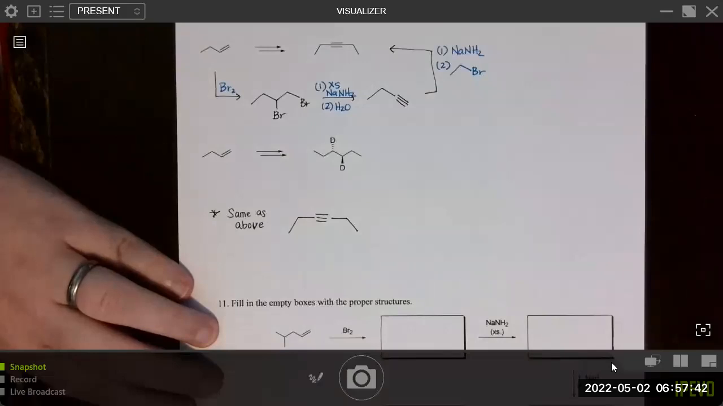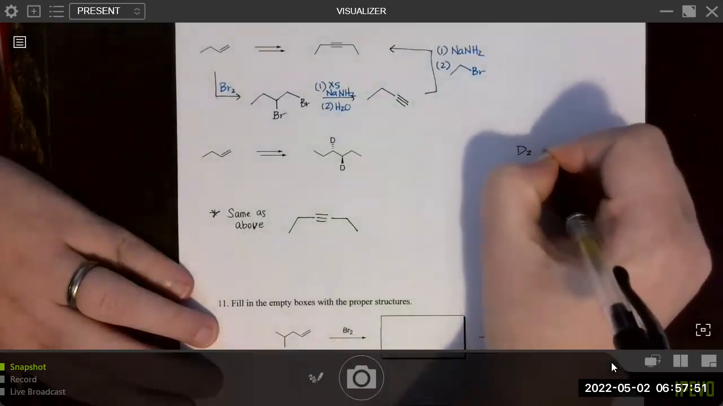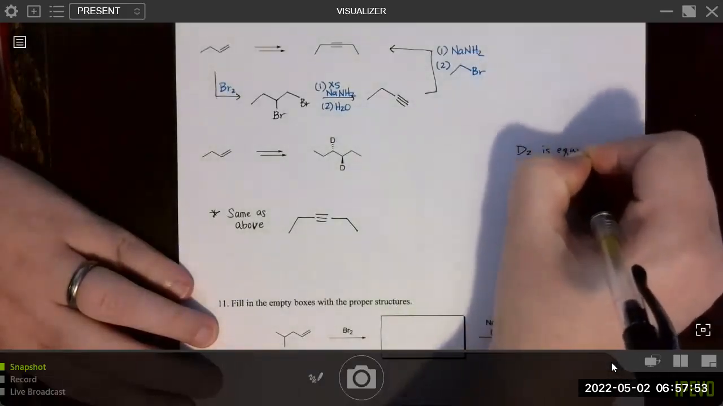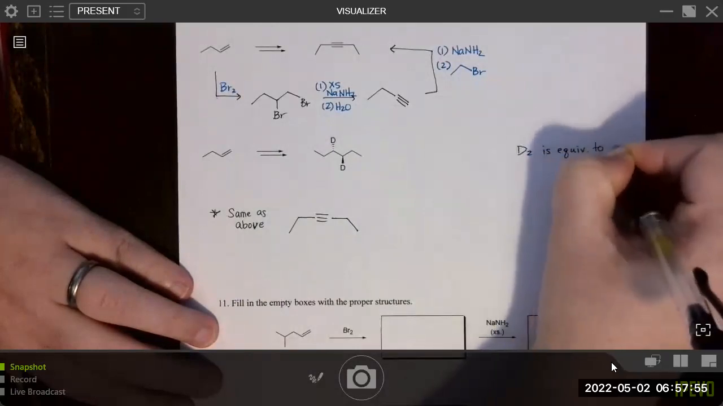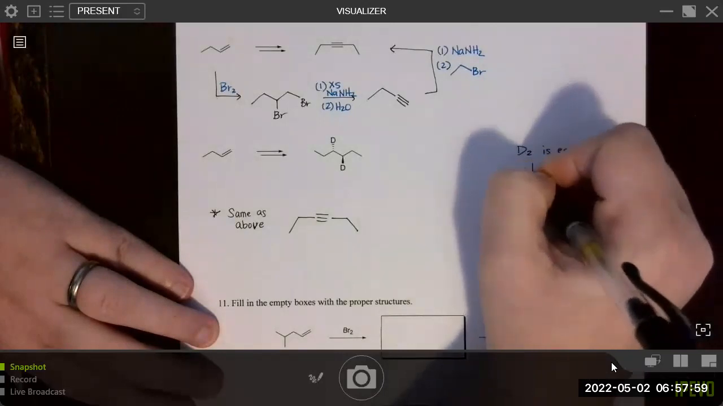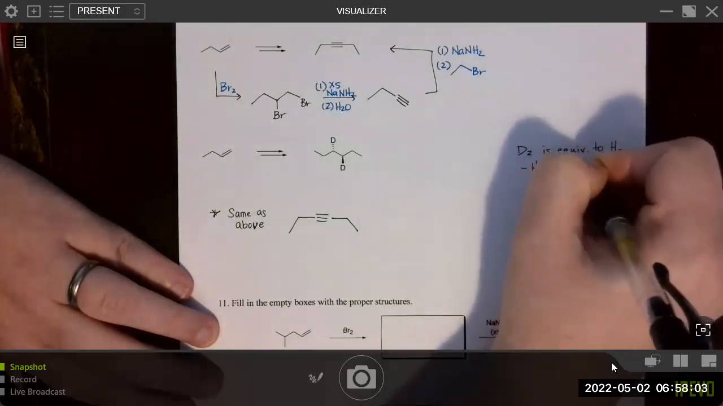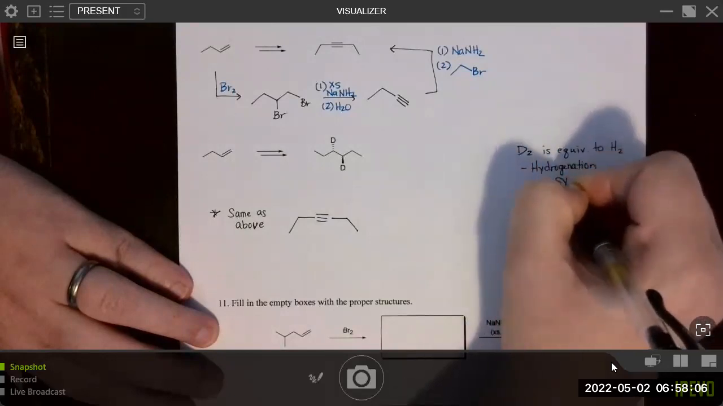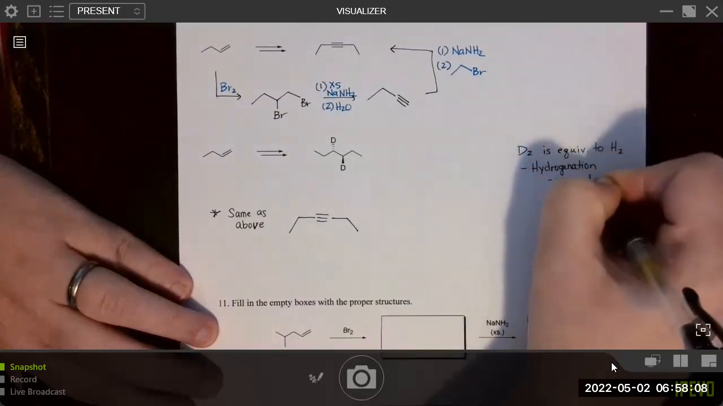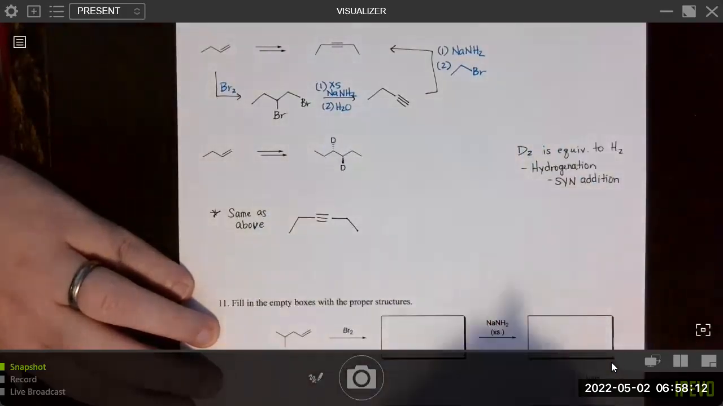So the tricky part here is recognizing that you can get these 2 on because D2, right, is synthetically equivalent to H2. So we need to do a hydrogenation. However, hydrogenations give syn addition. And that looks like anti-addition, right, with the 2 opposites.